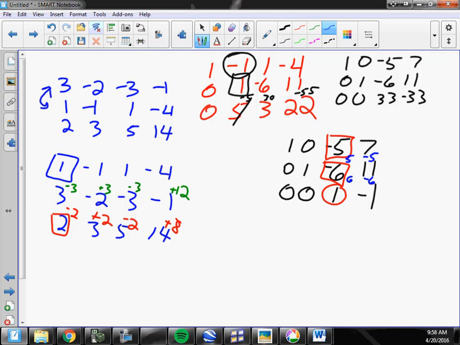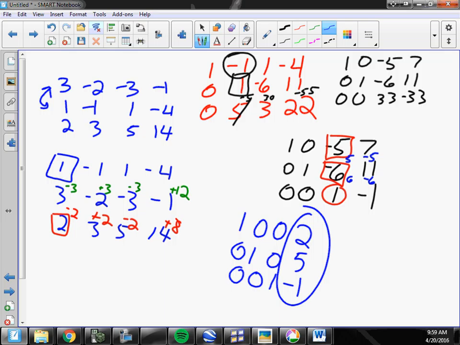So the top row becomes 1, 0, 0, 2, 0, 1, 0, 5, and 0, 0, 1, negative 1. So the solution to this system is the 3-space point 2, 5, negative 1. That one worked out to be a lot better.